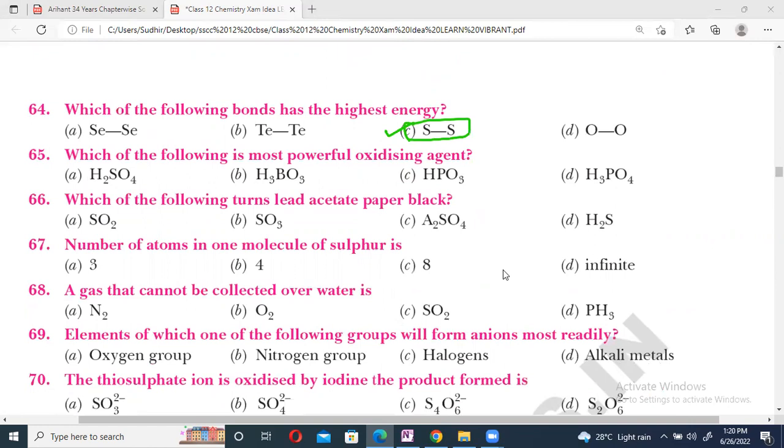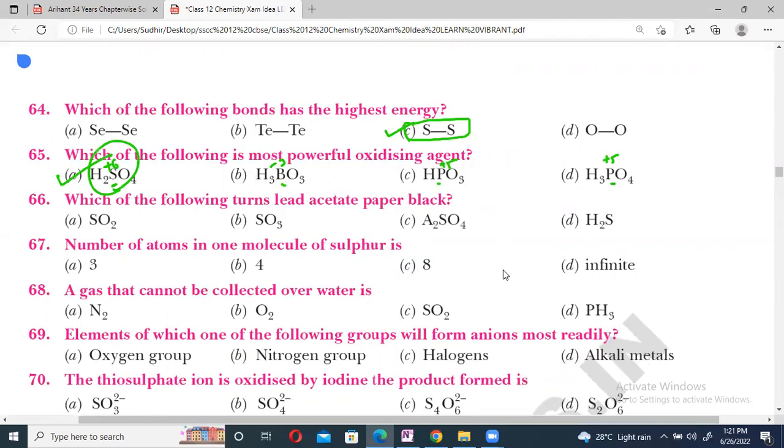The most powerful oxidizing agent: see, sulfur is at its maximum oxidation state, +6. For the others, 3 into 2 is 6, minus 6 plus 3 becomes -3. Here phosphorus, 3 into 2 is 6, minus 6 plus 1, minus 5, becomes +5. And here 4 into 2 is 8, minus 8 plus 3, minus 5, becomes +5. But the most powerful oxidizing agent has the higher oxidation number, that is sulfuric acid. So answer is A.